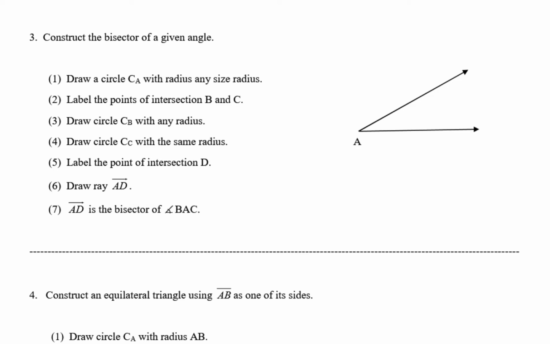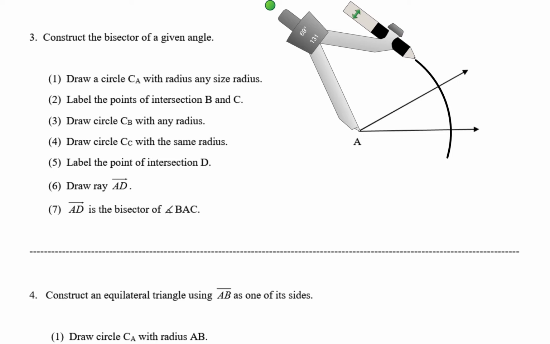Okay, what if we want to construct the bisector of an angle? That means we're going to split it exactly in half. Okay, it starts out the same way as the previous one. We're going to draw a circle with any radius. My compass disappeared, so I got to pull it up again. Okay, here we are. Okay, so again, it's any radius here. Okay, so that's good. Okay, label these intersection points B and C.